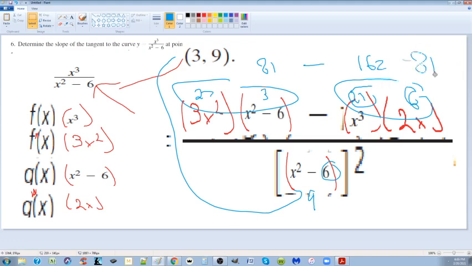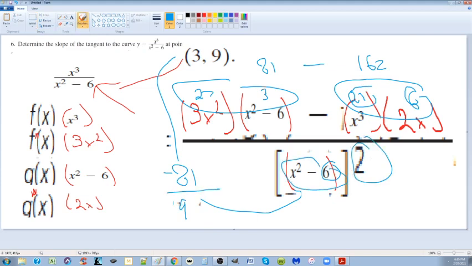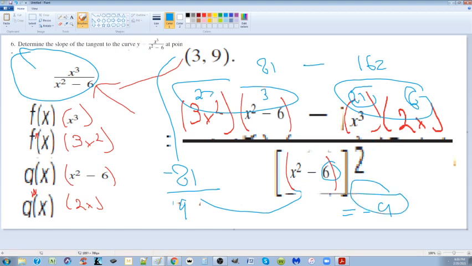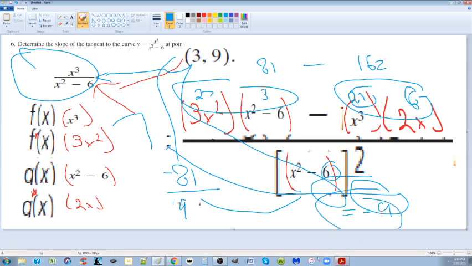So now I have minus 81 divided by positive 9. You're always going to get a positive down here because it's always squared. That is the same as minus 9. So that means the slope of the tangent, so it's going downwards, for x equal to 3 for this function is minus 9. Let's go see if we got the right answer.